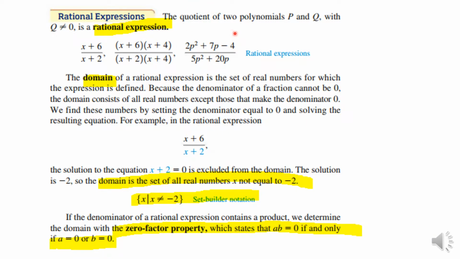The quotient of two polynomials is a rational expression. The domain of a rational expression is the real numbers for which it's defined. In particular, you cannot have 0 in the denominator. And so in this case, for example, we say the denominator can't be 0, so we have to throw out x equal minus 2. And we put that domain as all real x except x equal minus 2.